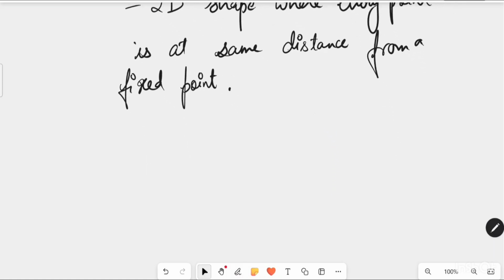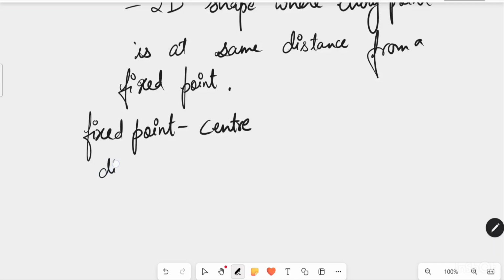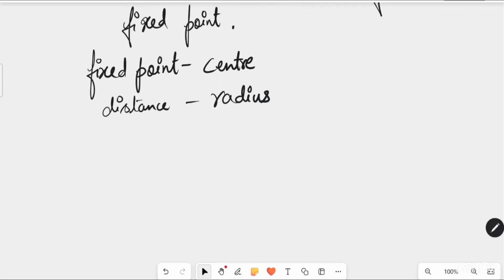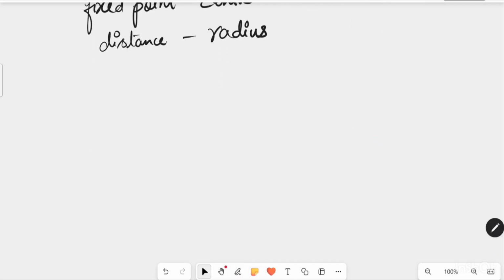And this fixed point is called center. And the constant distance is known as radius of the circle.